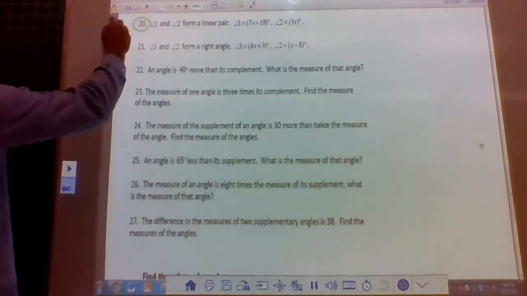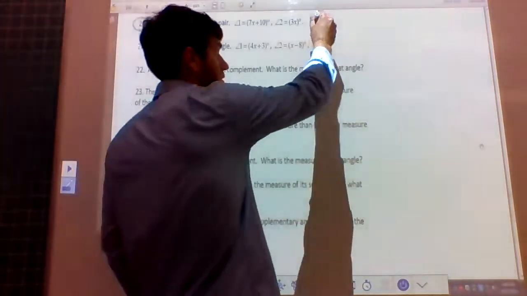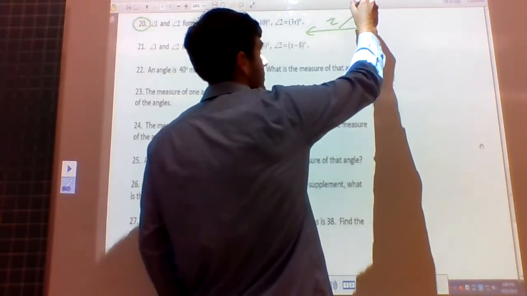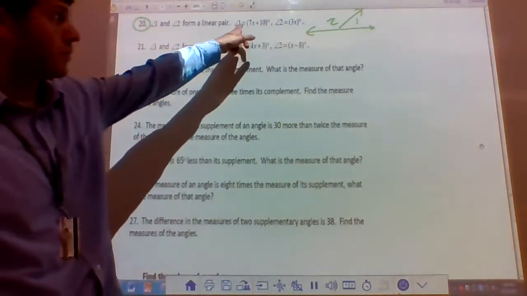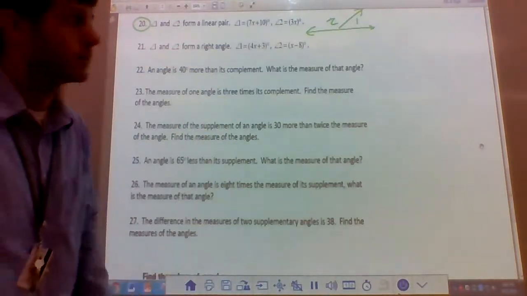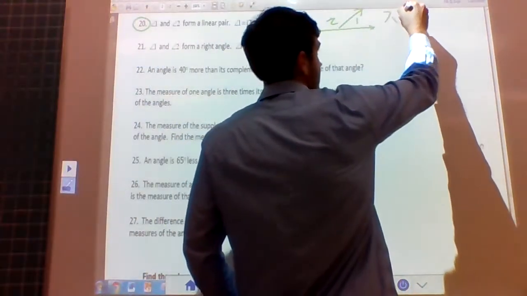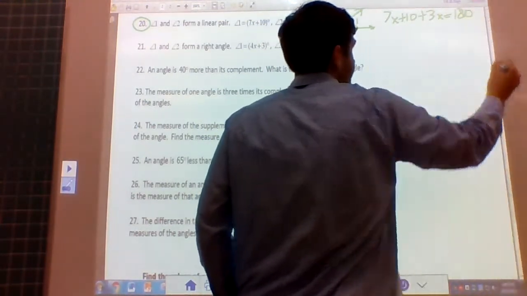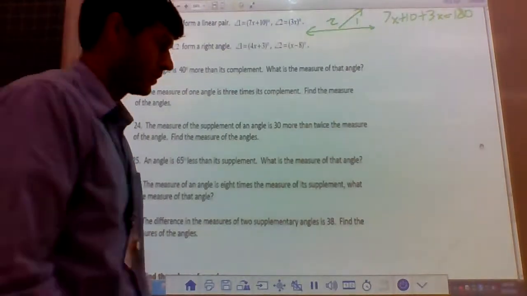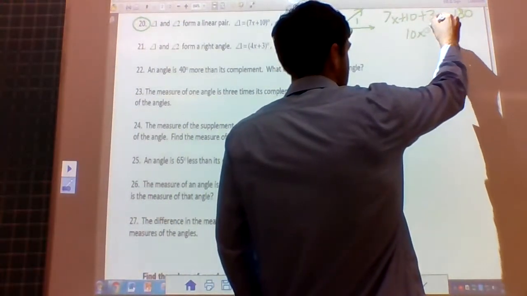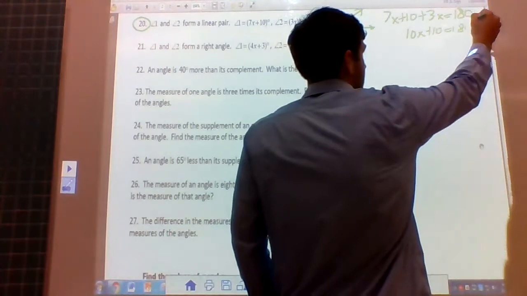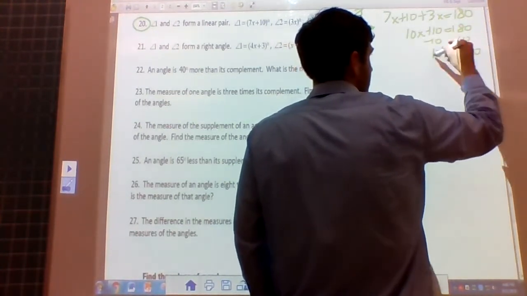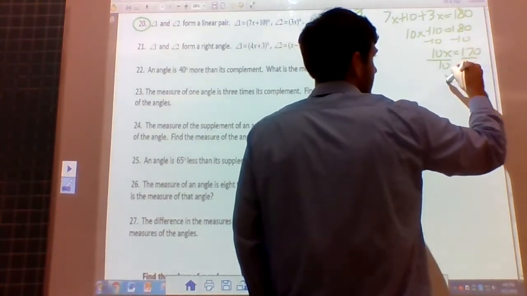Okay. So they form a linear pair. We know linear pairs are adjacent and supplementary. So here's angle 1 and angle 2. So we know the measure of angle 1 and the measure of angle 2 are going to add up to 180 degrees. So we can do 7x plus 10 plus 3x equals 180. So 10x plus 10 is 180. Subtract 10. 10x equals 170, and then we divide by 10, and we get x equals 17.